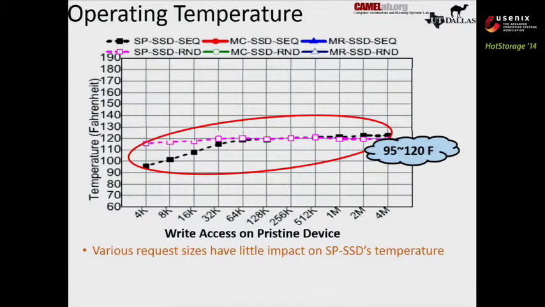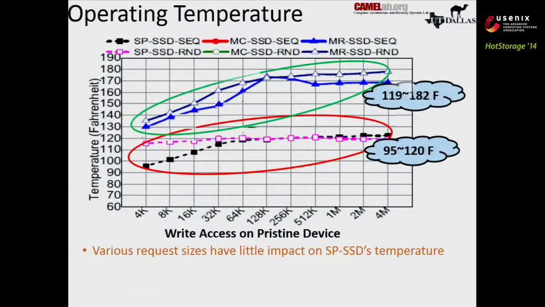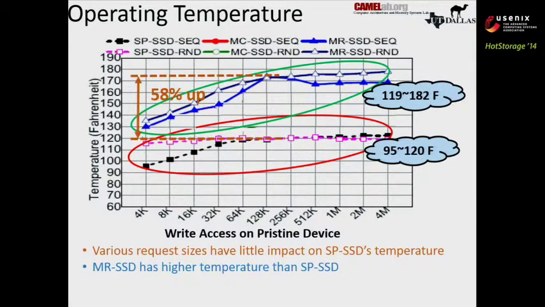Look at these slides. The temperature ranges from 95 to 120 degrees. Also the SPSSD has little impact from the various request sizes. The next line shows the multi-resource SSD. Multi-resource SSD has a much higher temperature compared to the SPSSD, about 58% higher. This makes multi-resource SSD not suitable for many workloads.